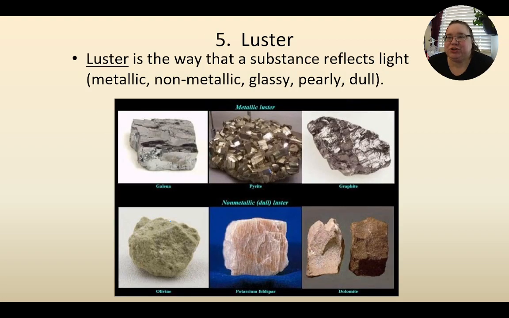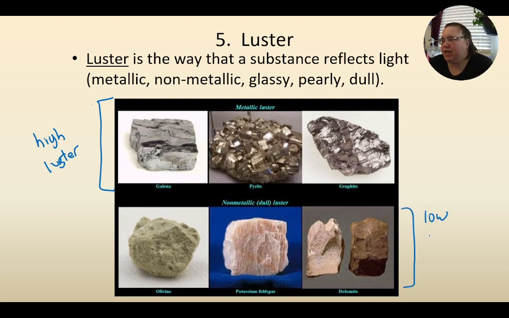Luster. Luster, as I said, fancy word for shiny, but it basically describes how much a substance reflects the light. So notice how my top images here on the screen have high luster. They have a lot of reflective abilities. Where the bottom objects have low luster, they are not very shiny. They tend to be dull, maybe even considered opaque. Low luster, L-U-S-T-E-R. So our metallic substances are going to have luster, where our non-metallic substances are not going to have luster.